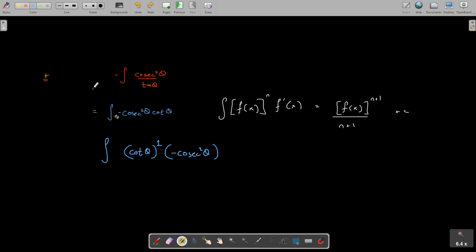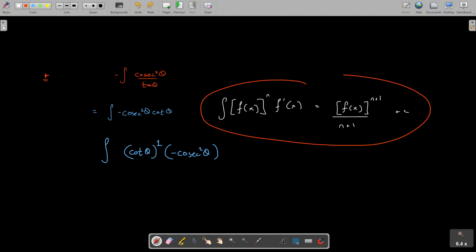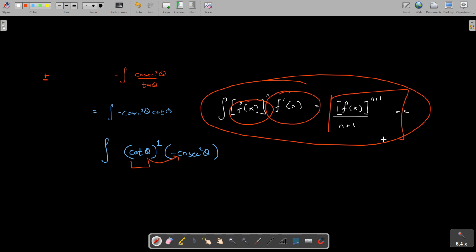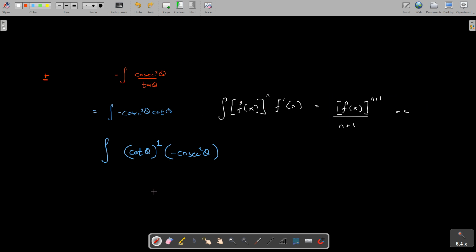You can verify this from list MF19, and that means that this power rule over here is eligible because this acts as f of x, and its derivative is outside, which is why we can just increase its power and apply the power rule basically. So let me just do that real quick. The answer for this integral will simply be cot of 1 plus 1 theta divided by 1 plus 1, which means cot squared theta divided by 2 plus c.